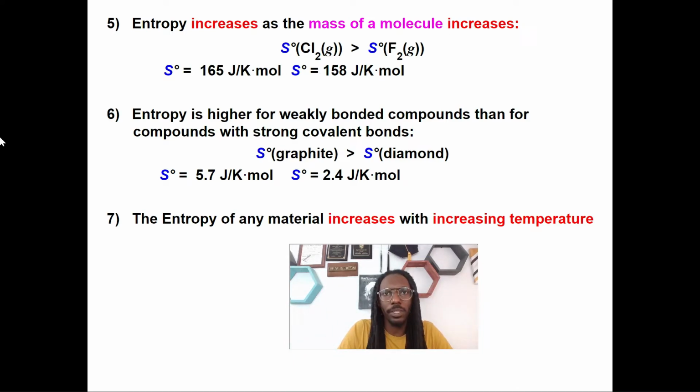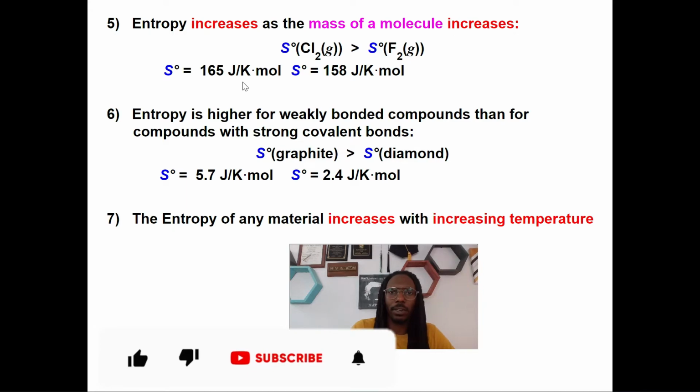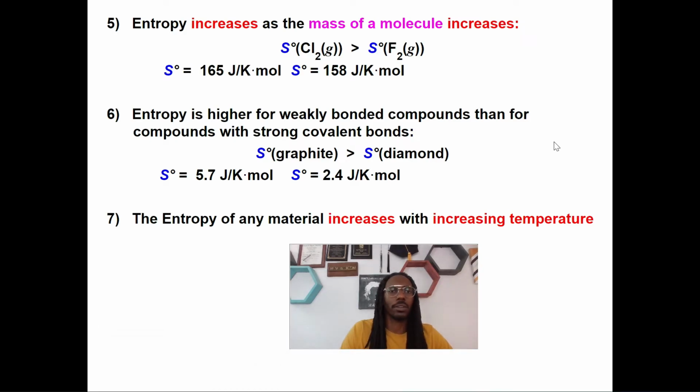Entropy increases as the mass of the molecule increases. So we look at this example over here. If we look at chlorine and fluorine, we can see in this case that the mass of chlorine is bigger than fluorine, and because it's bigger, our entropy level for chlorine will be a little bit bigger than our fluorine. So entropy increases as the mass of your molecule increases.